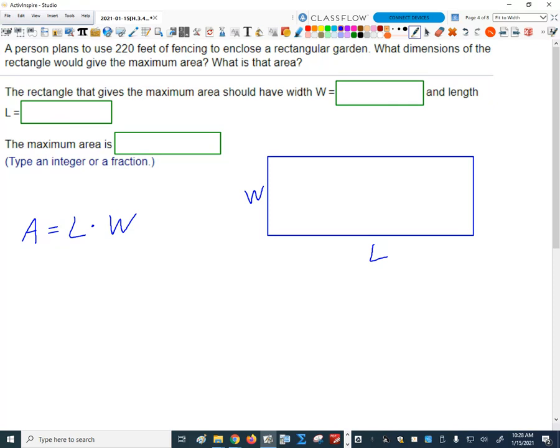In order to do that, we need some other information that's going to relate the L and the W, and that comes from here. Look at this. We're going to use 220 feet of fencing. So how can we use that to relate L and W? What does that mean, 220 feet of fencing? What does that sound like geometrically that's giving us here, Carrie?